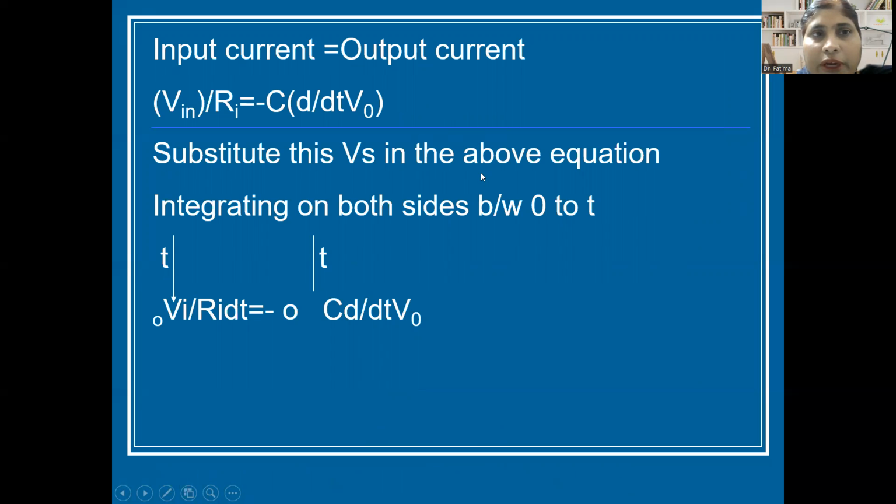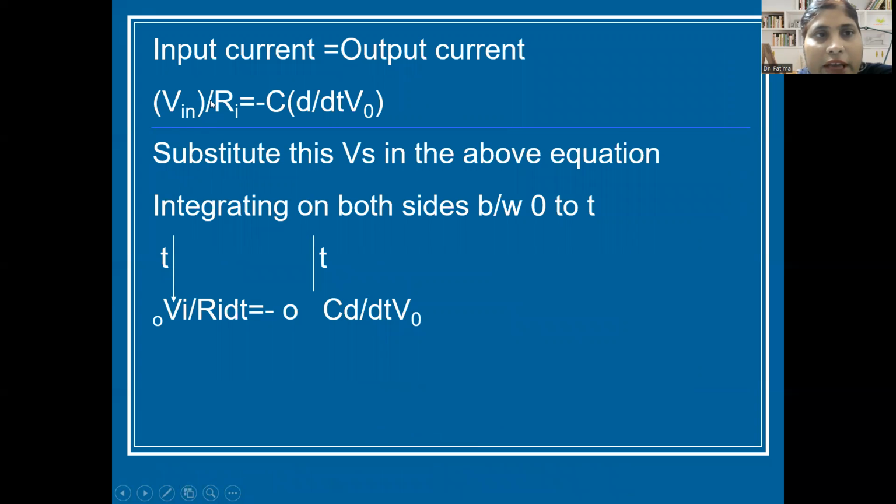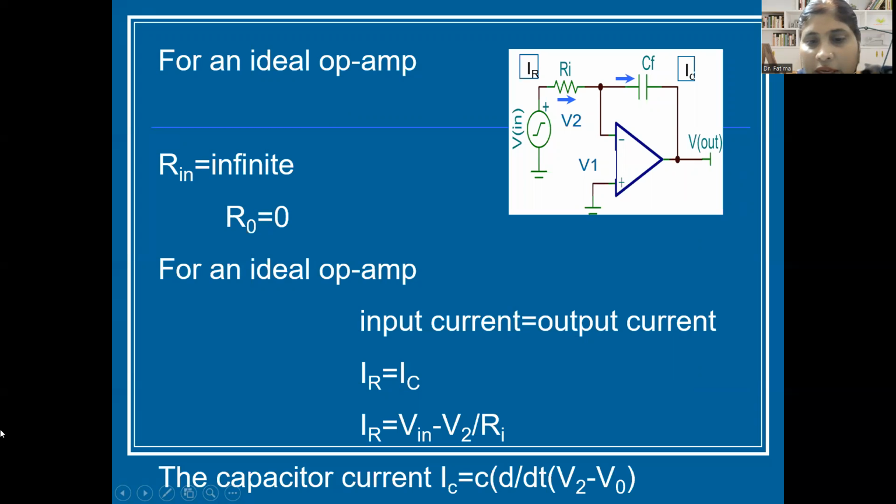Now see, the input current is equal to the output current, IR equal to IC. So put the values of IR and IC here. We get Vin minus V2 divided by Ri equal to C into d by dt of V2 minus V0. Now we know that V1 is equal to V2, and here the value of V1 is ground. So the value of V2 is also equal to 0. Putting V2 equal to 0 here and here, IR will be equal to Vin upon Ri, and the capacitor current IC equal to C into d by dt of minus V naught.